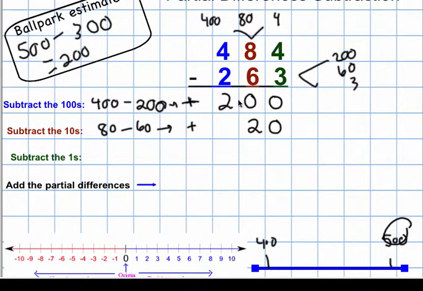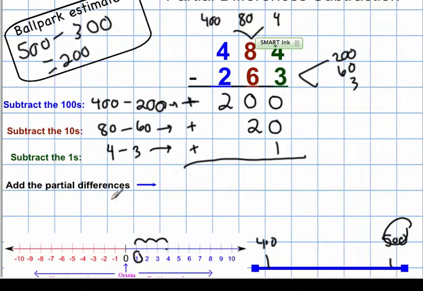Now we're going to subtract the ones. I have 4 ones, and I'm going to take away 3 ones. And that's going to give me a positive 1, all right? And I'll show you what I mean. If I start at 4, and then I take away 3, 1, 2, 3, I'm ending up at positive 1, all right? Sometimes if you take away more than what you have in the positive numbers, you're going to end up in negative numbers.